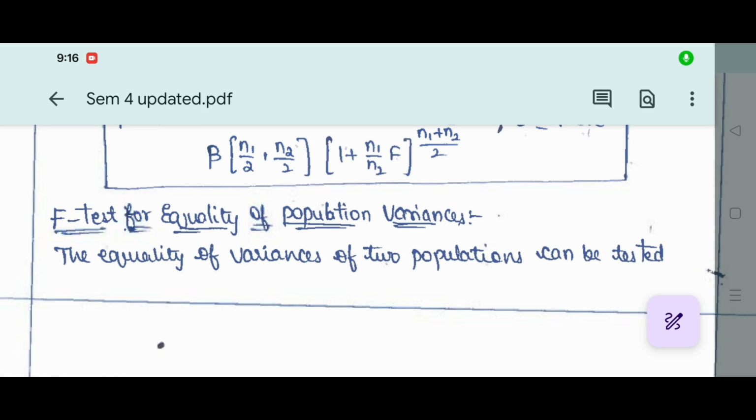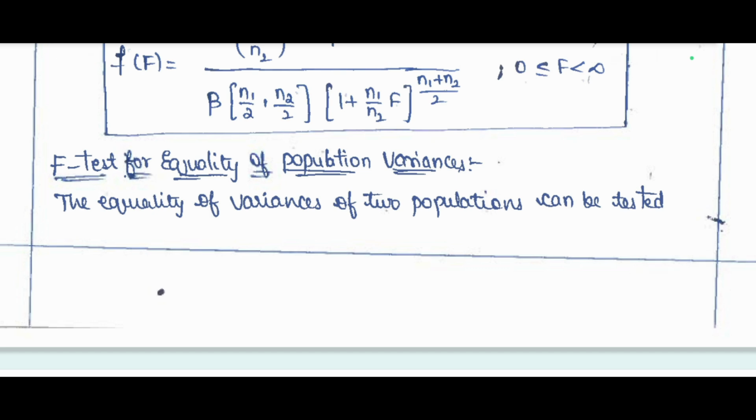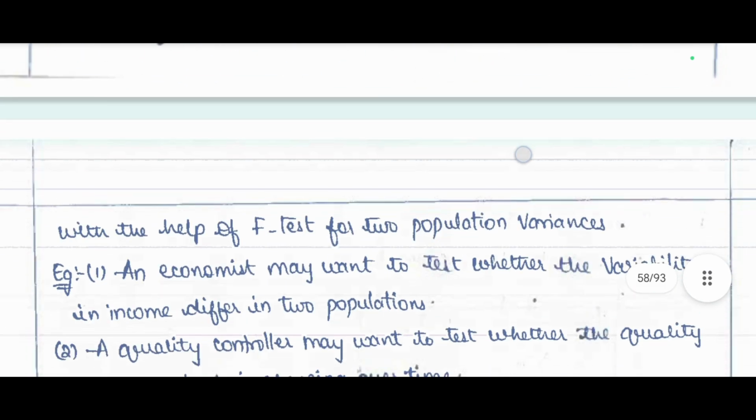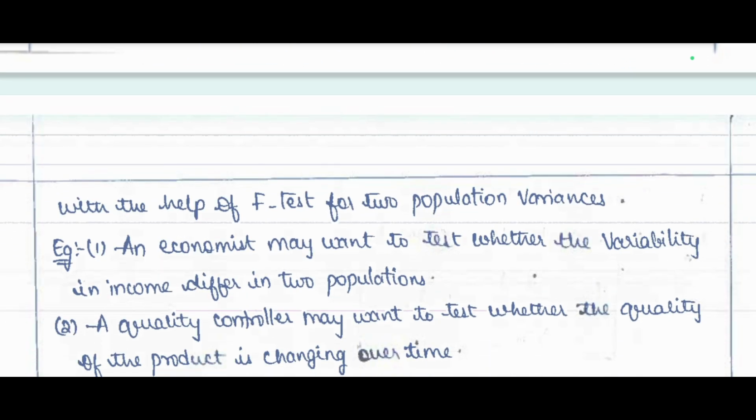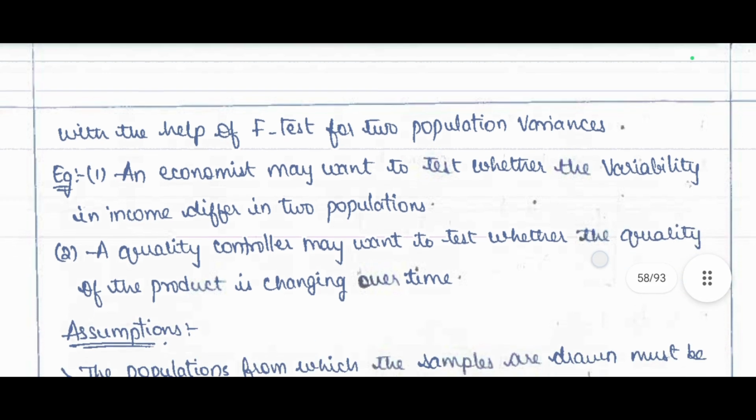Welcome to Teja Statistics. In this class, we are going to discuss the F test for equality of population variances. The equality of population variances of two populations can be tested with the help of the F test for two population variances.